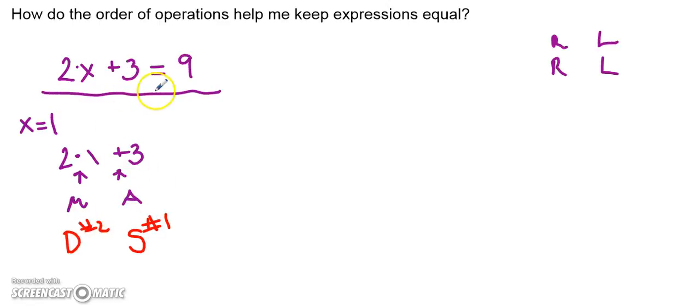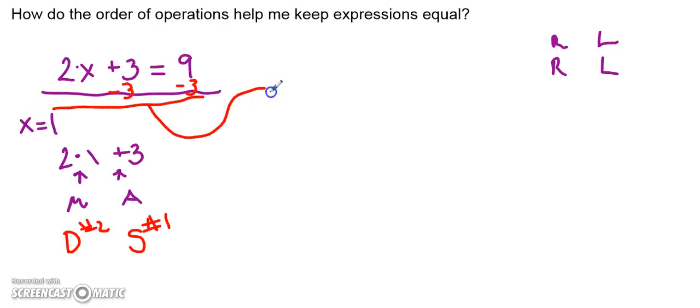The key is to ask myself, what do I do first? What do I subtract first? I subtract the thing that was added above. So I'm going to subtract 3. And to keep everything equal, I have to subtract 3 from that side.